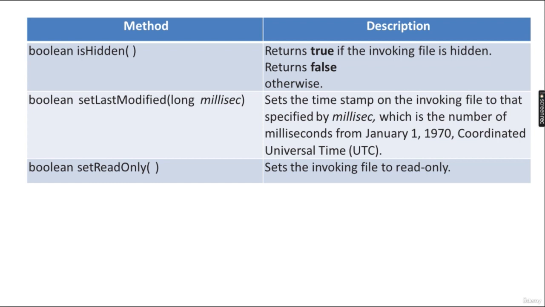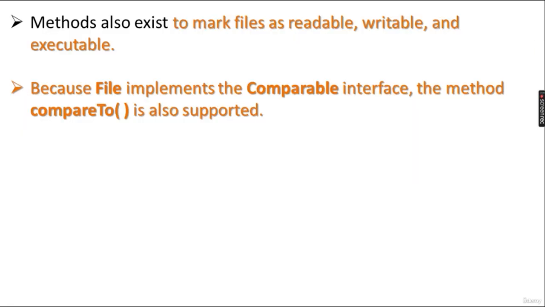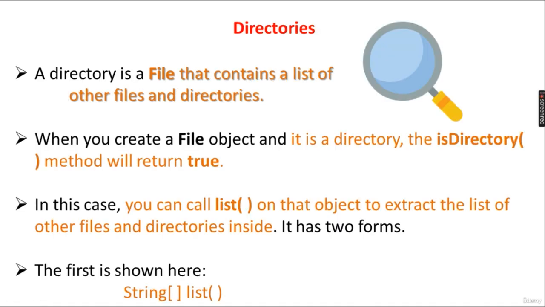Boolean setLastModified(long milliseconds) sets the timestamp on the invoking file to that specified by milliseconds, which is the number of milliseconds from January 1, 1970, Coordinated Universal Time. Boolean setReadOnly sets the invoking file to read-only. Methods also exist to mark files as readable, writable, and executable. So you can mark the properties of a file like readable, writable, and executable. Because File implements the Comparable interface, the method compareTo is always available.